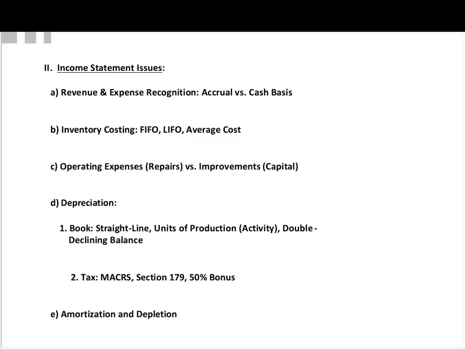What about for tax purposes? Typically, the company would look at MACRS. MACRS stands for Modified Accelerated Cost Recovery System. For example, if you're going to depreciate the delivery van, it's 5 years on a book basis, and on the tax basis, 5 years as well.